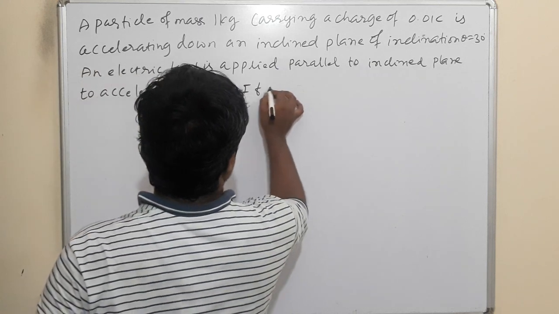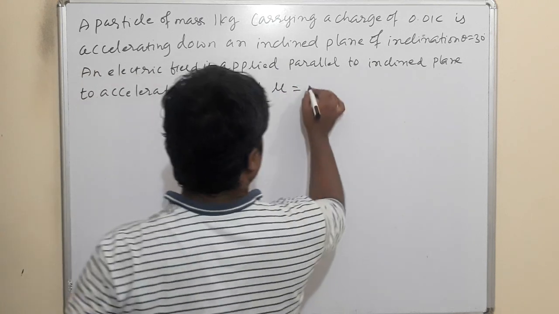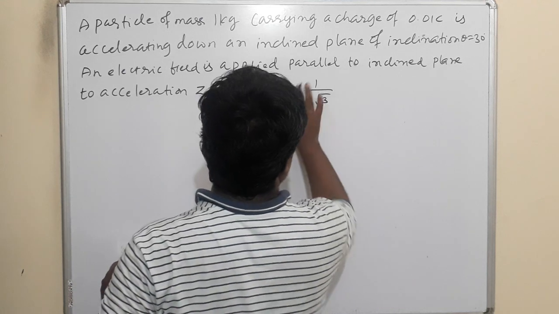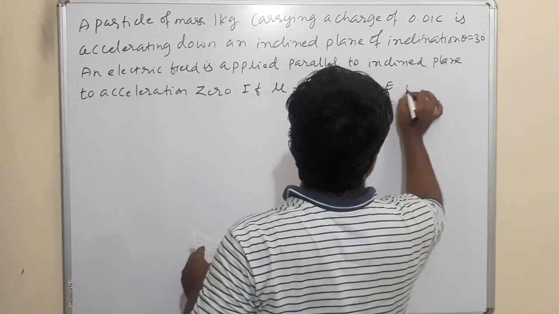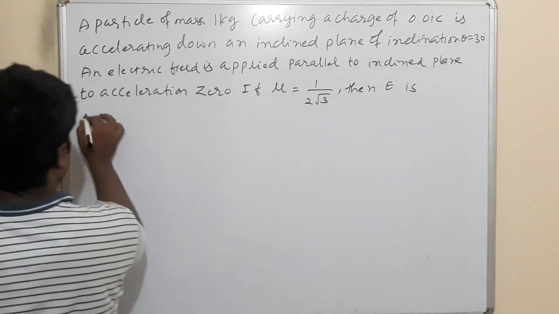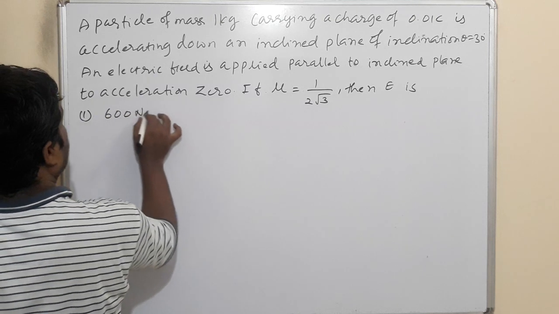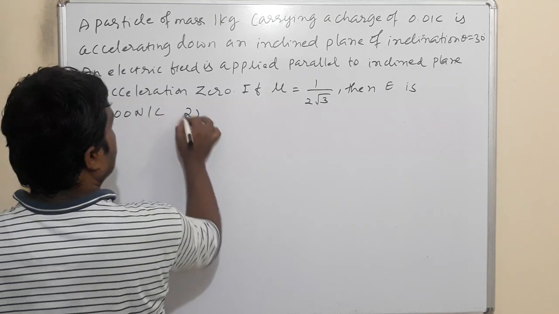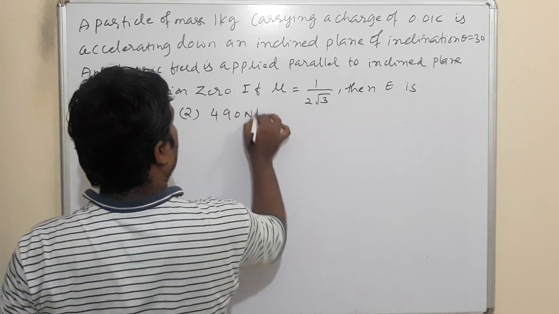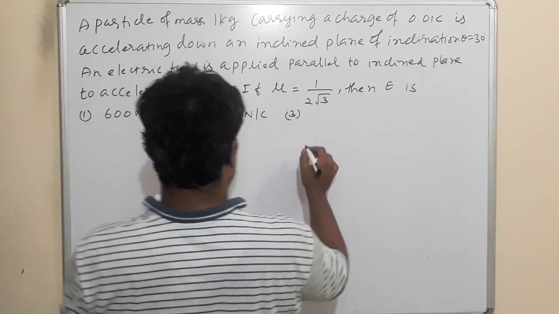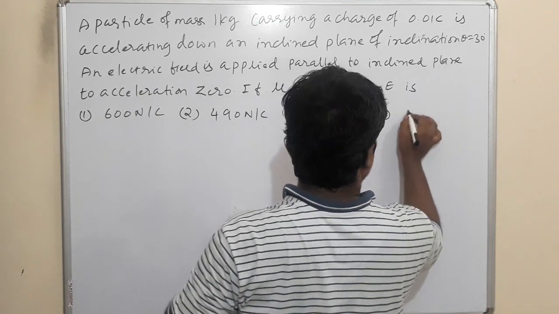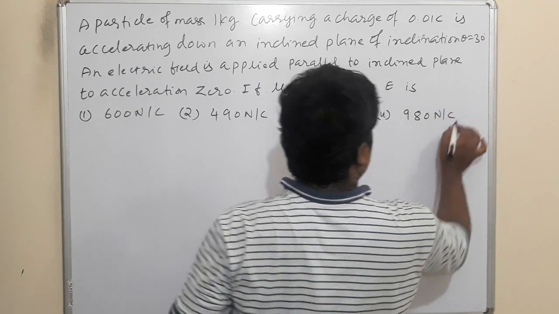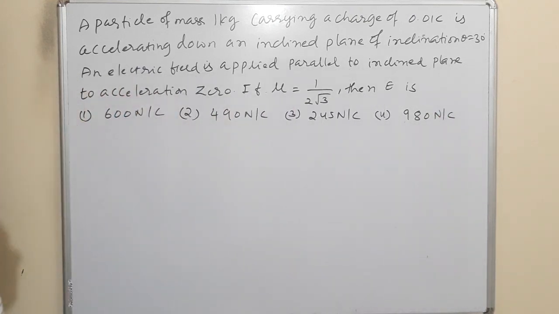If the coefficient of friction is 1 by 2 root 3, then E is, options are given like this: 600 Newton per coulomb, the second is 490 Newton per coulomb, third is 245 Newton per coulomb, and fourth is 980 Newton per coulomb. Okay, try to write the question. It is also based on equilibrium.